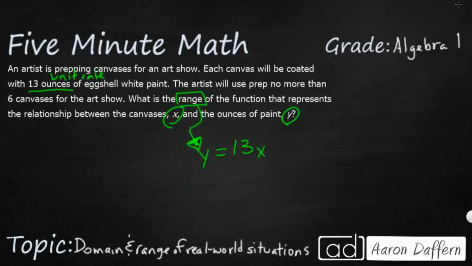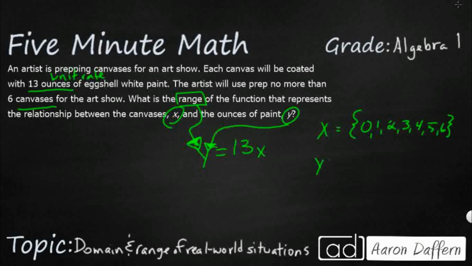And we do get something here that says that they will use no more than 6 canvases. So what are the possible number of ounces of paint? The ounces of paint is my y. And how many canvases can I have? So my x, these are going to be discrete, because what we cannot have is half of a canvas. They're going to be full canvases. So my x values are going to be, I can have 0 canvases, 1, 2, 3, 4, 5, 6. So that's going to be my domain.